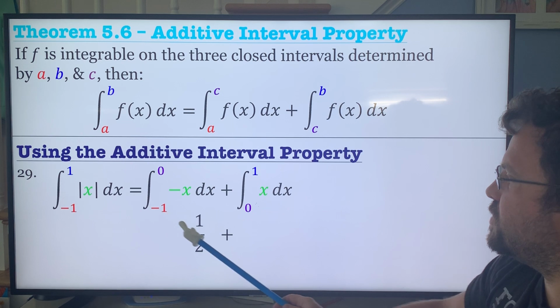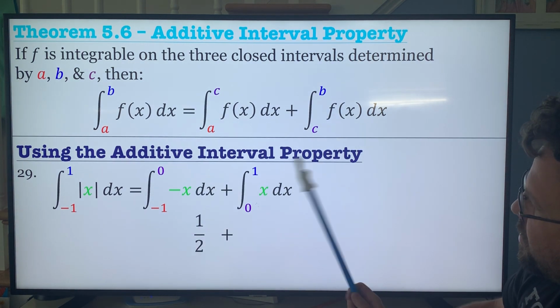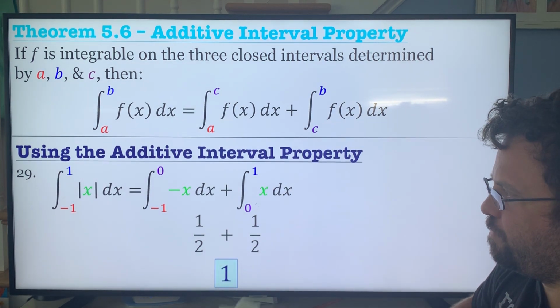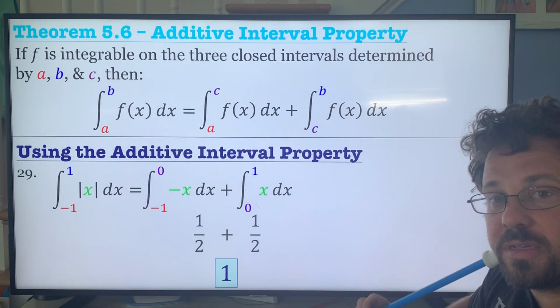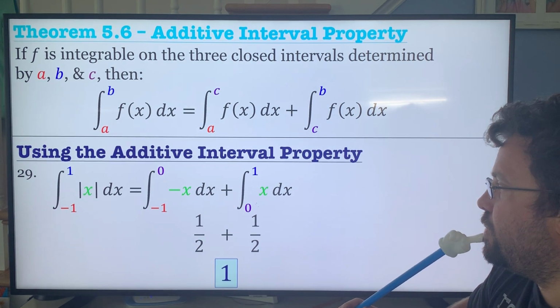So you would solve this. The integral from here to here is 1/2. The integral of this is also 1/2, and your answer would be 1. Now, how do I know these are both 1/2s? You will see very shortly.